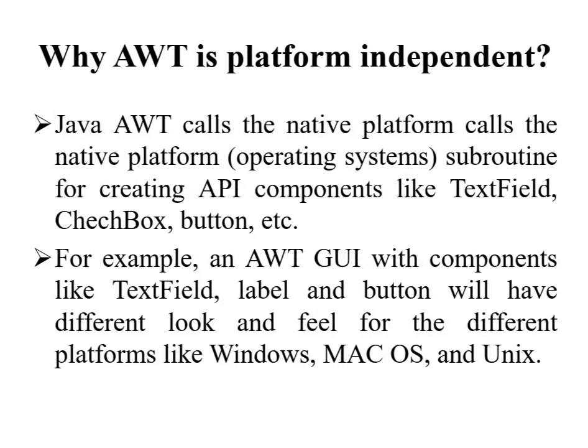Why is AWT platform independent? Java AWT calls the native platform operating system subroutine for creating API components like text field, checkbox, button, etc. For example, an AWT GUI with components like text field, label and button will have a different look and feel for different platforms like Windows, Mac OS and Unix. The reason for this is that platforms have a different view for their native components, and AWT directly calls the native subroutine that creates those components.